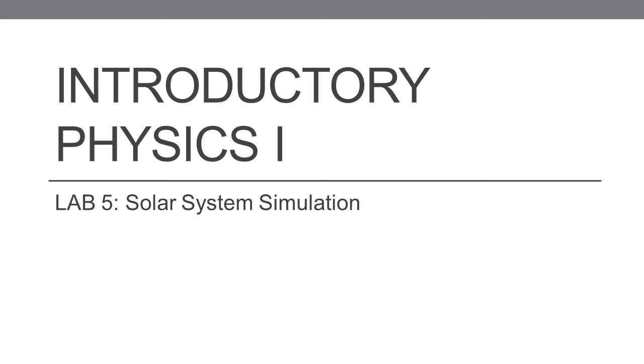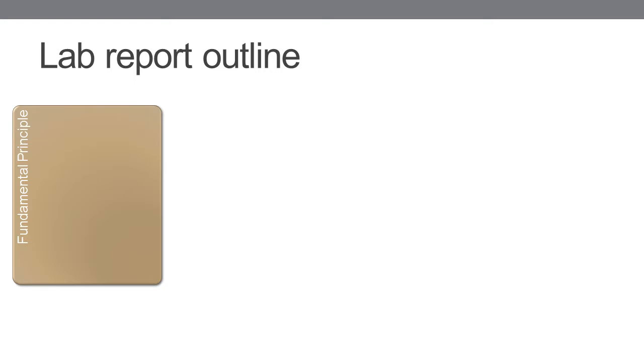Hi, this is the lab report number 5 for Introductory Physics 1 of Coursera. For this lab, I chose to make a model of the solar system in LAB5. The lab report outline will be as follows.